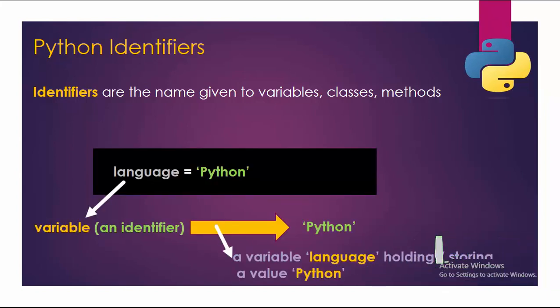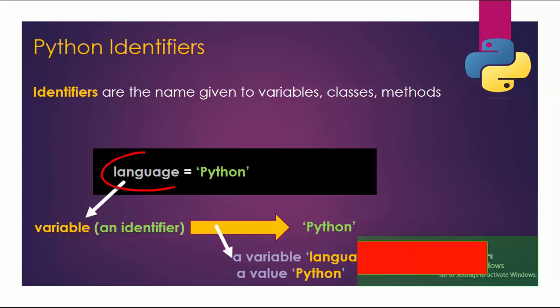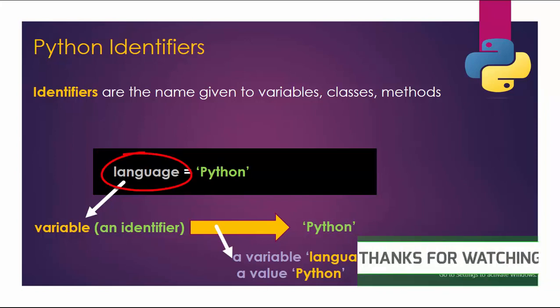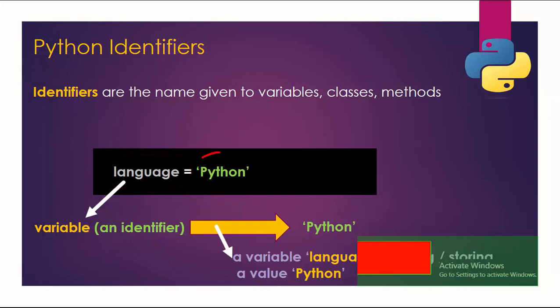So here is an example. language = Python. Language is being declared as a variable or identifier, and Python is the value which is being held by the variable language. The variable itself is very understandable and we use the value Python in it.